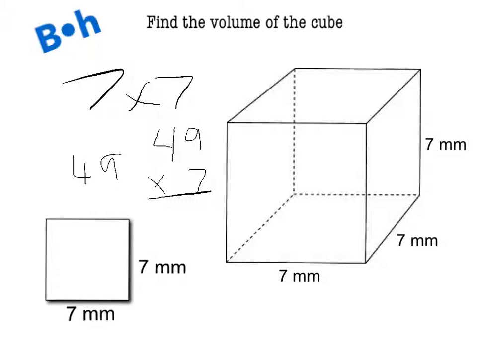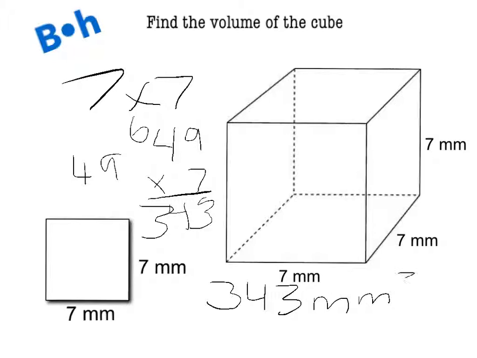49 times 7 would end up as 343. Our label would be millimeters cubed because millimeters is the label, and we're talking about a 3D shape, so it has to be cubed. So we would have a small 3 instead of a small 2. So our final answer would be 343 millimeters cubed.